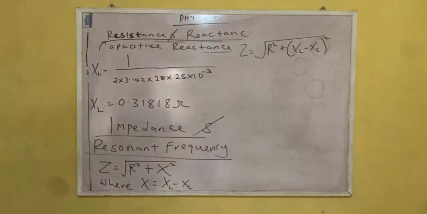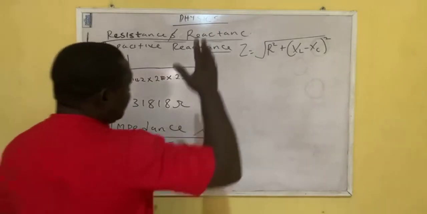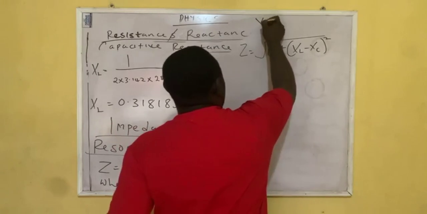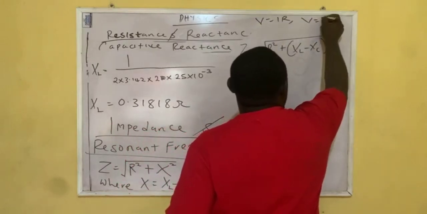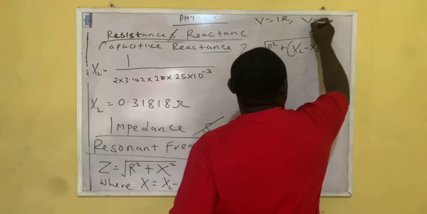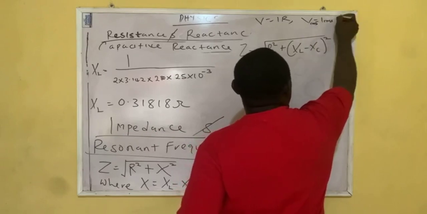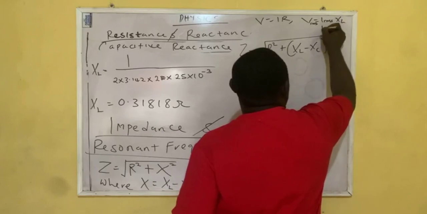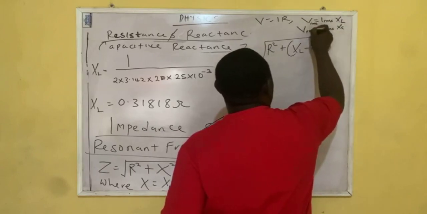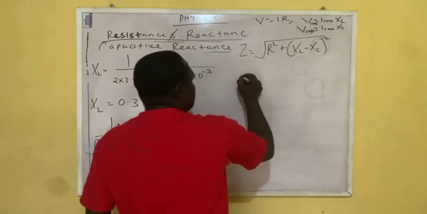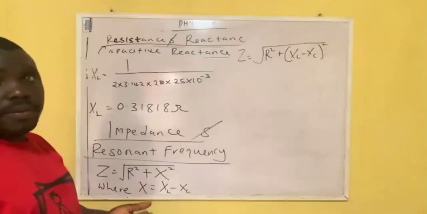So it means that if we are to employ what I said then, remember I said from Ohm's law you could have this, XL. You could also have it as XC equals VR. So will it be wrong for me to now say that?